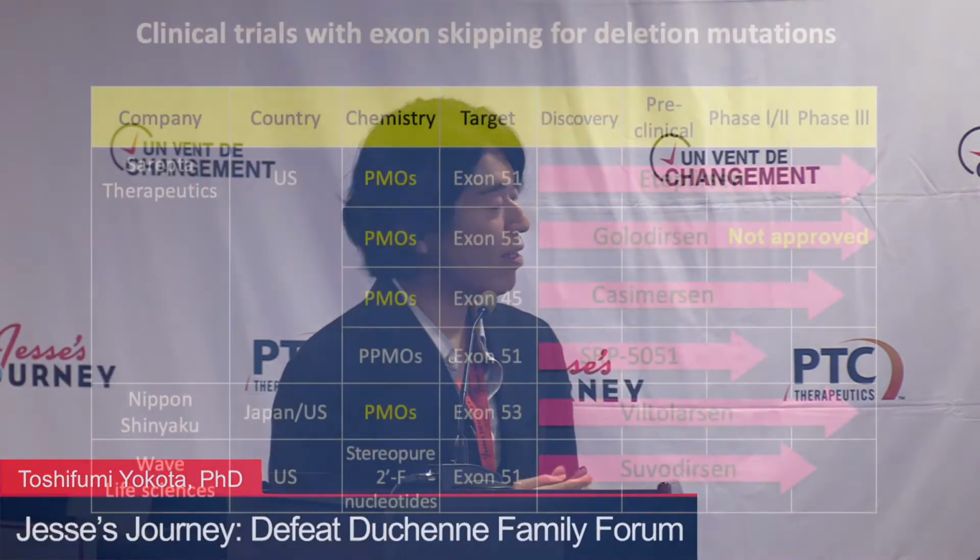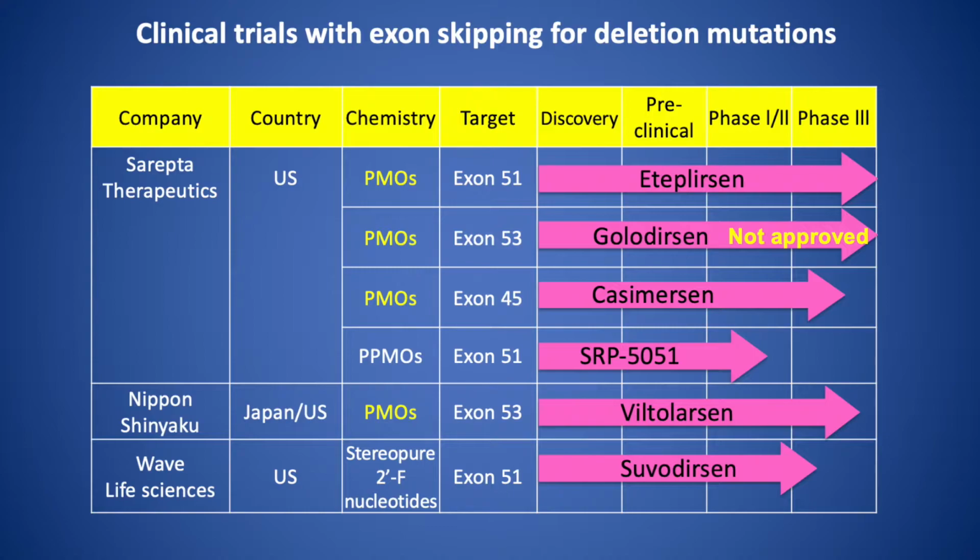Okay, so currently several companies are working on clinical trials targeting different exons in DMD. Sarepta is the biggest player here. Exon 51 skipping is approved. It's called eteplirsen. It's quite controversial, but approved conditionally in the US. And other drugs are still in clinical trials, and PPMO, peptide-conjugated morpholinos, clinical trials have just started, and a couple more companies are starting clinical trials.